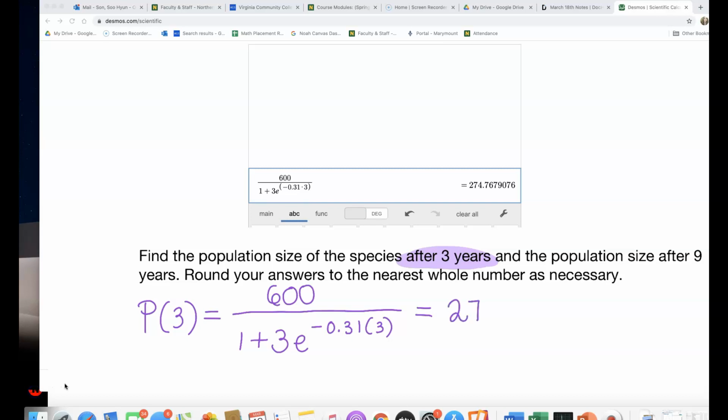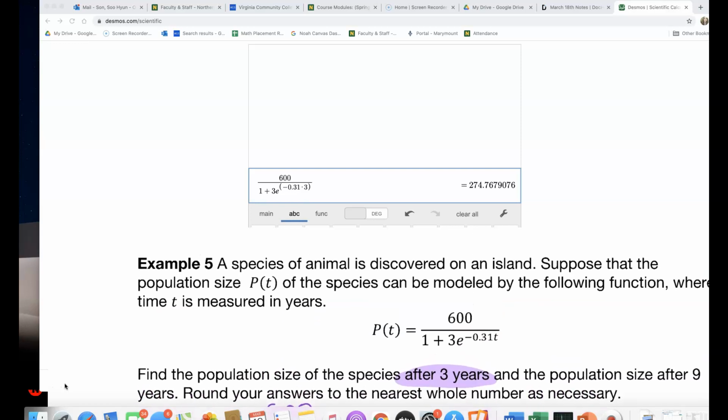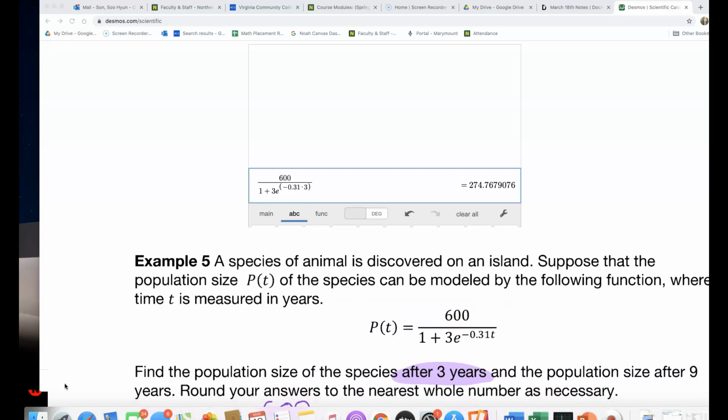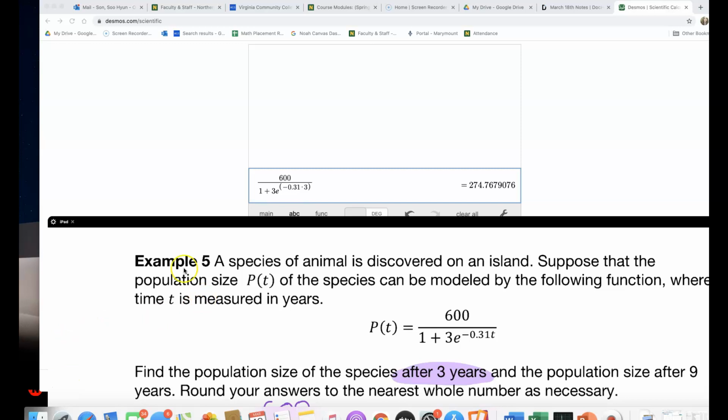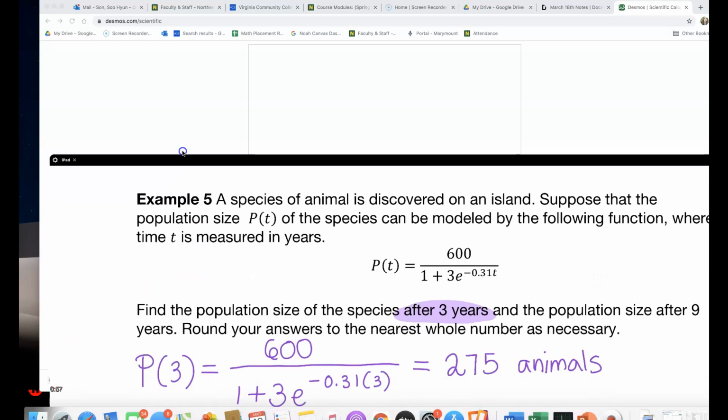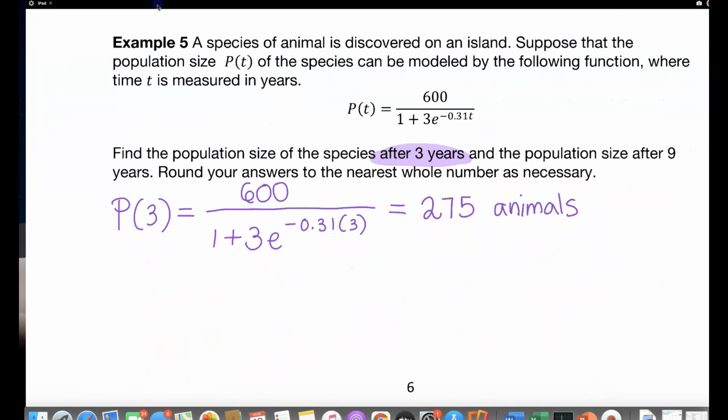So there will be 270 animals. I think that's a good unit, isn't it? We're talking about number of animals. So, okay, that's good. So in 3 years, we're going to have that many animals. Now, let's set up the next part. They want how many animals we are going to have after 9 years. So let's set that up. It's exactly going to be the same, but we are plugging in 9 this time.